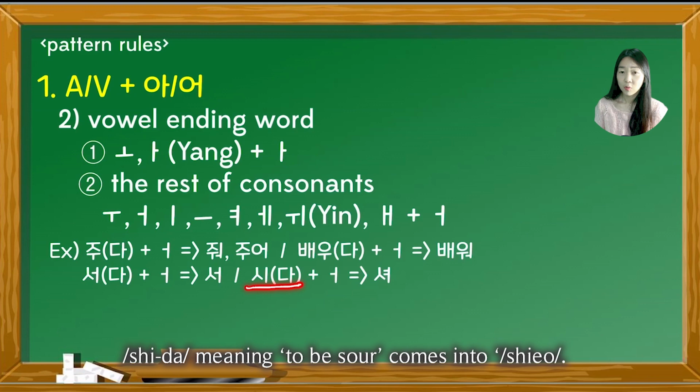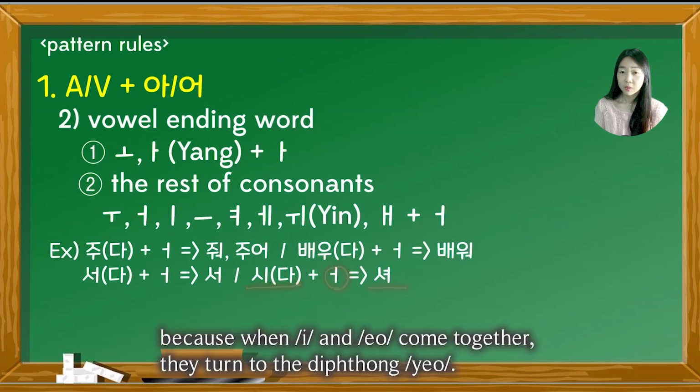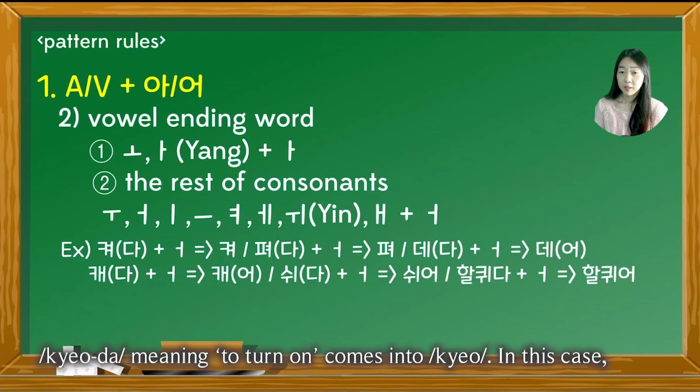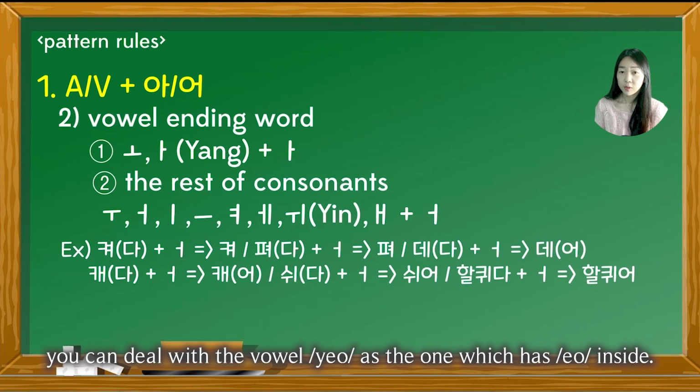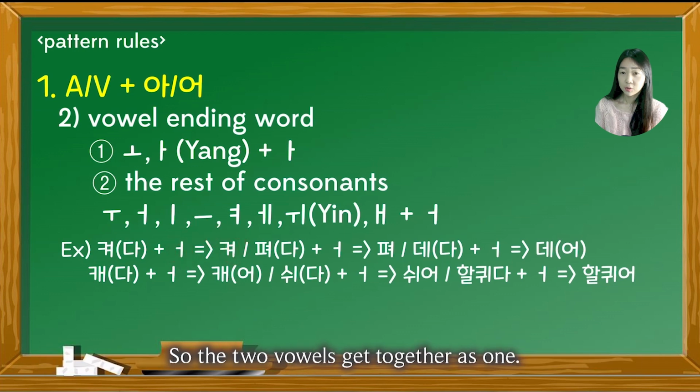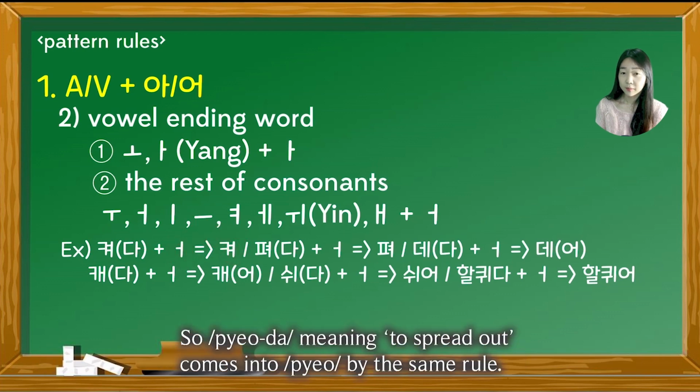시다 meaning to be sour comes into 셔, because when e and o come together, they turn to the diphthong 여. 켜다 meaning to turn on comes into 켜. In this case, though the vowel of the word 여 is not the same as the following vowel in the combination, you can deal with the vowel 여 as the one which has o inside. So the two vowels get together as one. So 펴다 meaning to spread out comes into 펴 by the same rule.